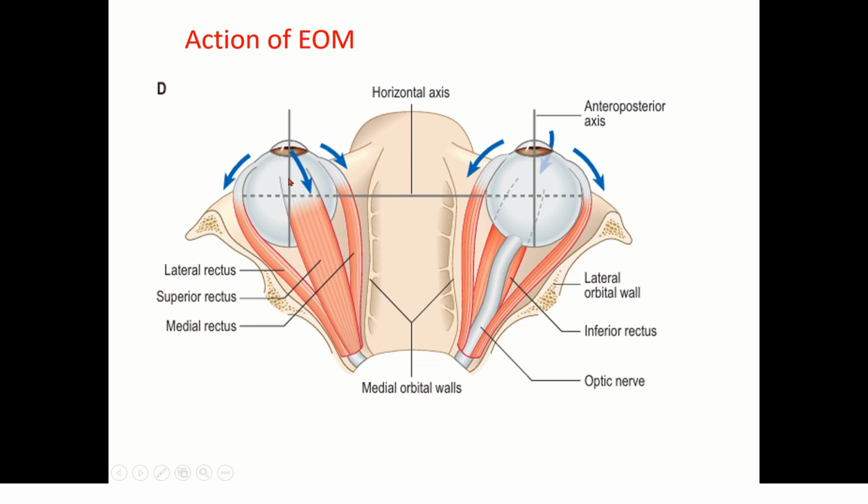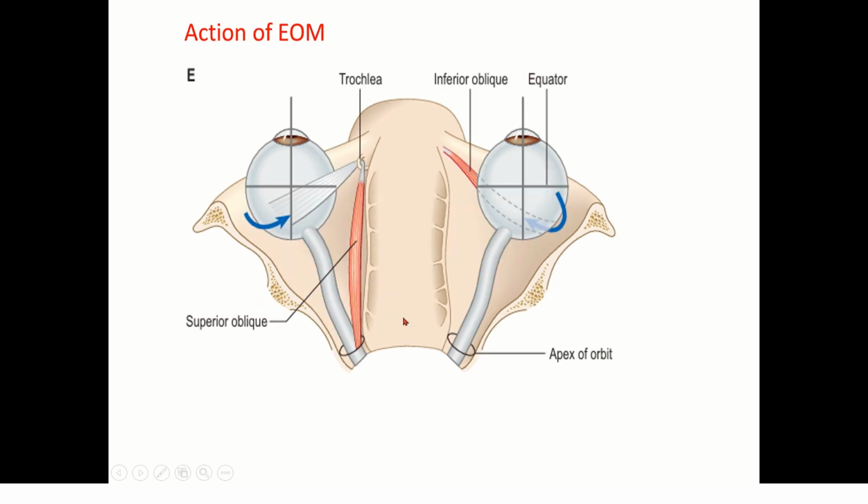You can see here the superior rectus is elevating, the medial rectus is adducting, and the lateral rectus is abducting, and you can see the inferior rectus is depressing. So you can see the superior oblique doing the intorsion.